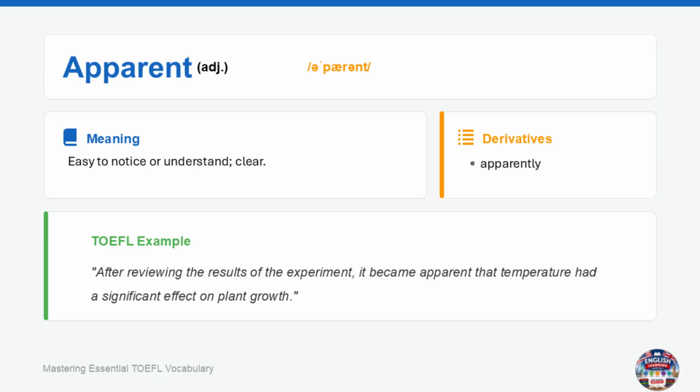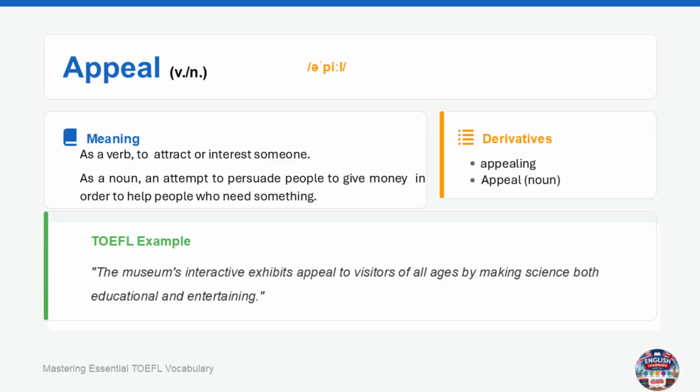Here's your question. What became apparent after the researchers reviewed the experiment? It became apparent that temperature had a significant effect on plant growth. Now the derivatives, apparently. I often hear people say, apparently, the meeting has been postponed. Exactly. That's a very common use of the word. Let's continue with our third word, appeal.